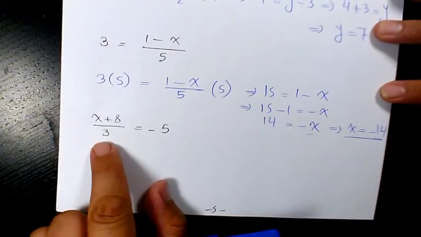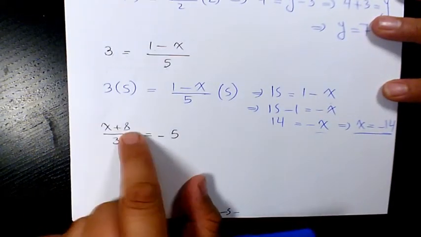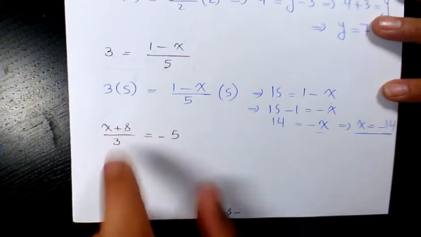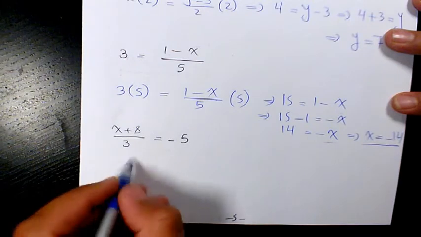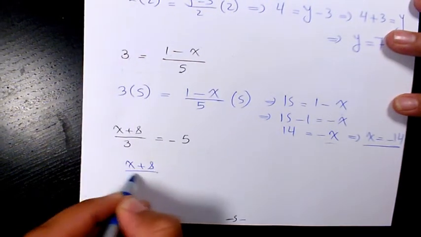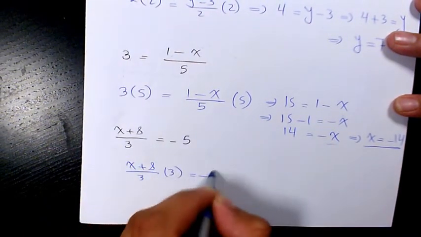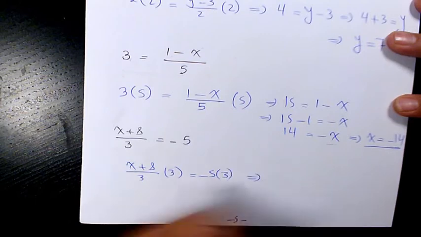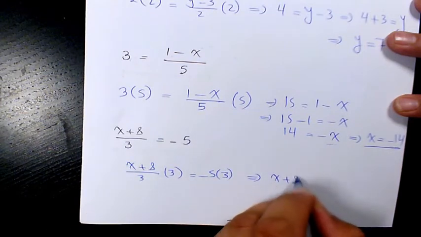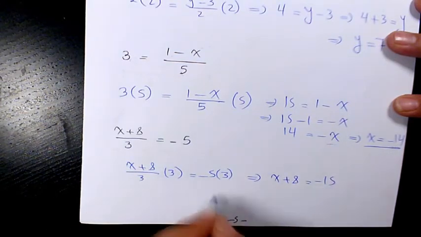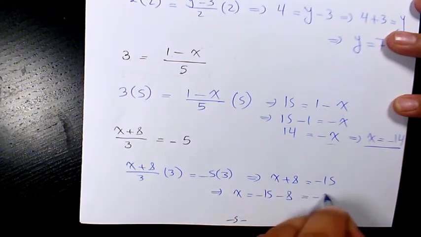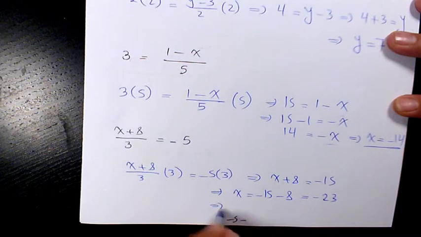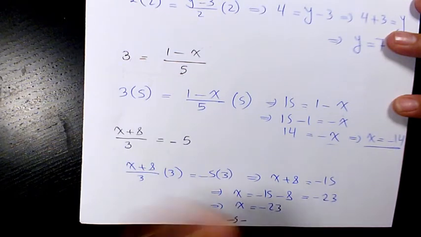For example, in here, x plus 8 is going to be equal to 3 times negative 5, which is going to be negative 15. Or what we need to do, like the previous example, we need to multiply both sides by 3 in order to get rid of the denominator. So it's going to be x plus 8 equals to negative 15. So x will be negative 15 minus 8, which is going to be negative 23. So x equals to negative 23.